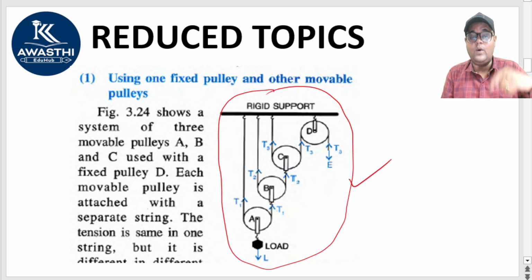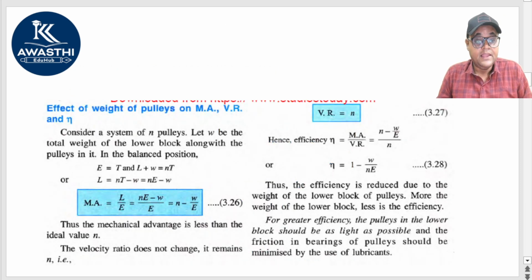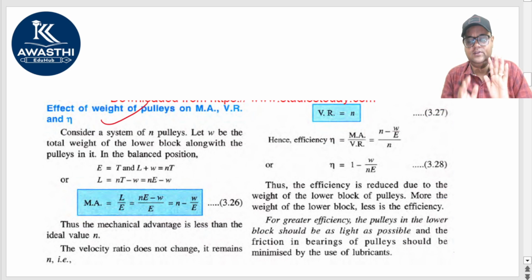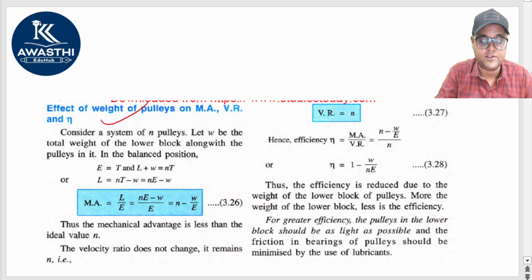The questions involving one fixed and other movable pulleys, you're not going to get the questions. Second, when the weight of the pulley is taken into consideration, there are few questions in a lot of books, not in Selena, but in other books you will find questions. I have seen few competency based questions as well, but this is a reduced topic. Just have a look at the formula. There is no need to do numericals when the weight of the pulley is taken into consideration. This is the last article from Selena. So this is a reduced topic for numericals. Basic knowledge you should have, right? But no numericals from this part.